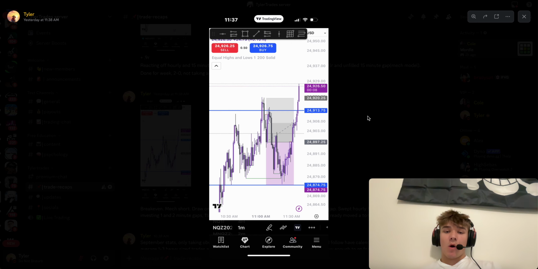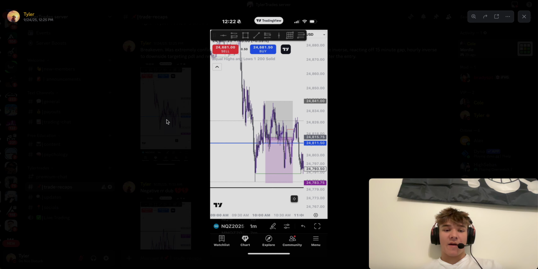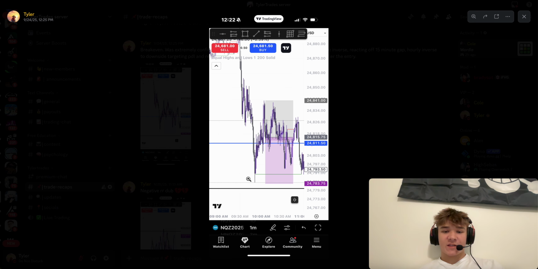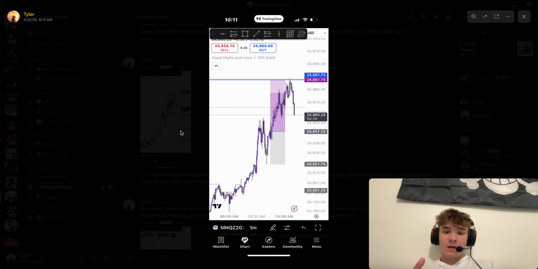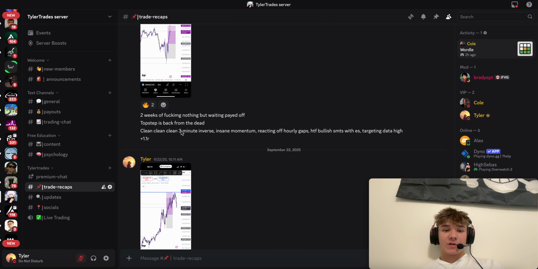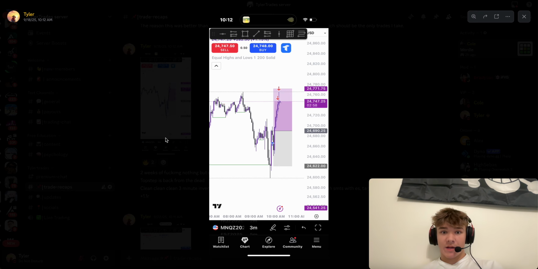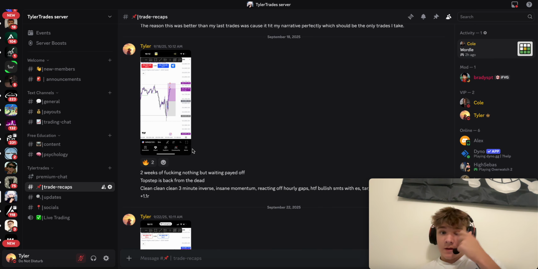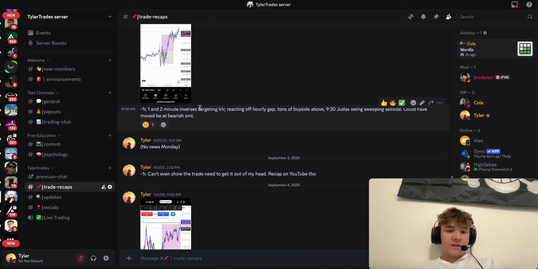Once again, notice how obvious these trades are. All of these trades are just textbook. This one had relative equal lows and hourly lows, so it was good still. But all these trades have obvious draws, obvious fair value gaps getting inversed, good momentum, and reacting off a fair value gap, reacting off 15-minute, 5-minute time frame or higher. Just all of these look so obvious, it's insane. So these are the only trades you need to take.